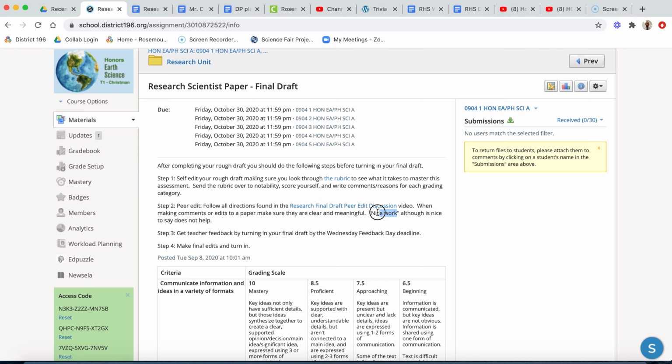Please stay away from generic, very nondescript, not helpful comments like nice work or good job. Those things aren't helpful. It's really important that what you write is meaningful and actually can help the person that you're doing the peer edit for. So that needs to get done by Tuesday, 11:59 p.m.